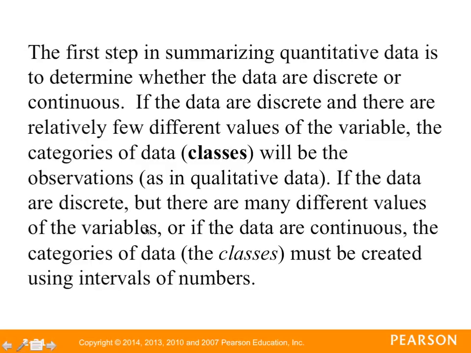Now, the first step in summarizing quantitative data, if you remember quantitative data, that's numbers, is to determine whether the data is discrete or continuous. If it's discrete and there aren't very many values of the variable, then the categories can just be the actual classes that you use. But if the data is discrete and there are many values, or if the data is continuous, then you need to create categories, which we call classes.